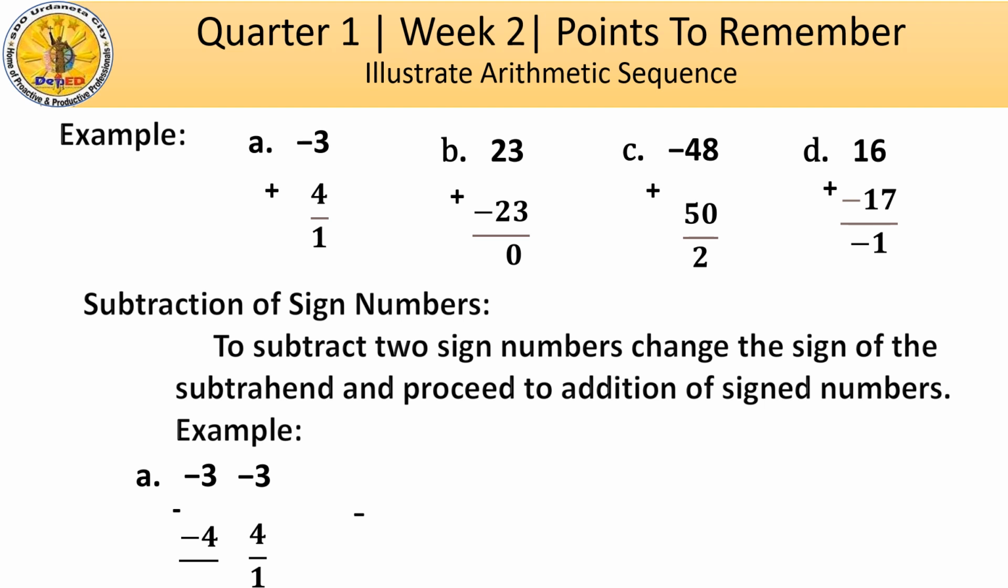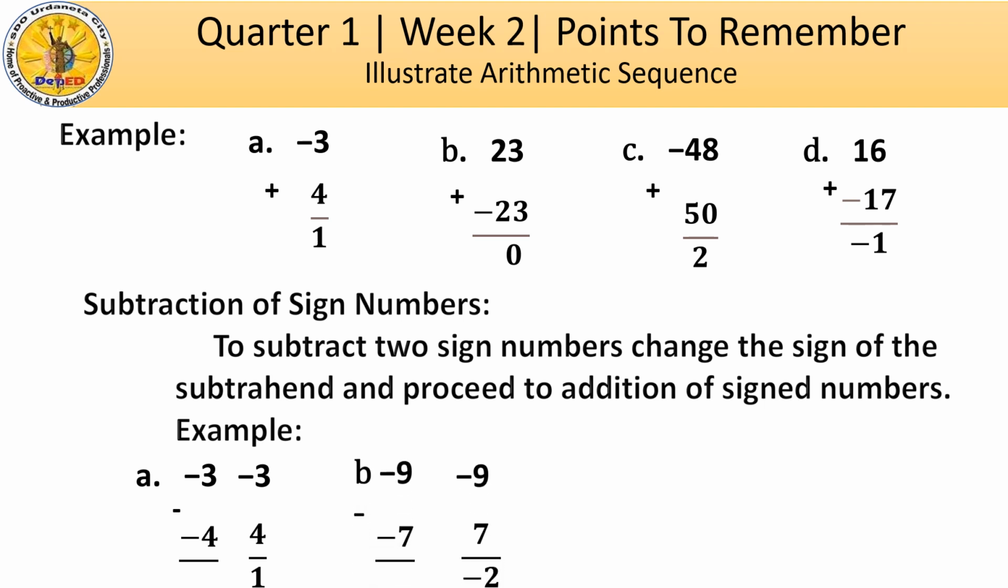So they are unlike signs now. So -3 plus 4, subtract the smaller absolute value from the greater absolute value. So 4 minus 3 is 1. The sign of the greater absolute value is positive, so the difference is 1.